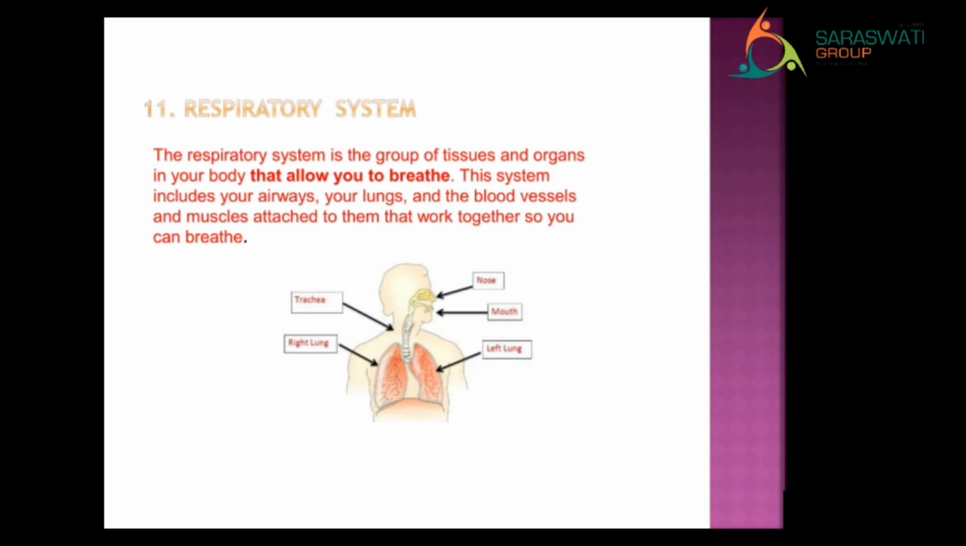respiratory system. Kids, the respiratory system is the group of tissues and organs in your body that allow you to breathe. This system includes your airways, your lungs, and the blood vessels and muscles attached to them that work together so you can breathe.